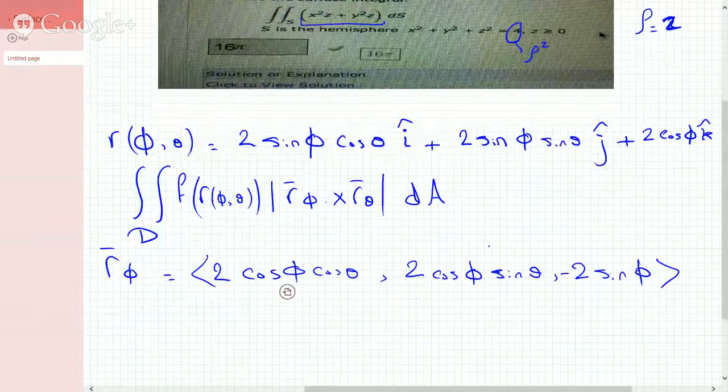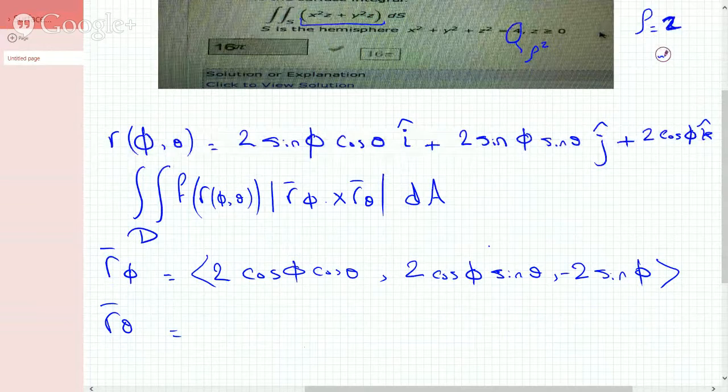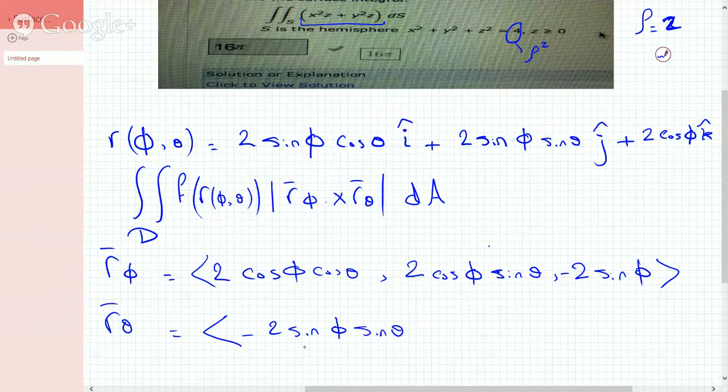And likewise, we can write r theta in that same format. So now hold phi constant, differentiate with respect to theta. So the first one will be negative 2 sine phi sine theta, comma 2 sine phi cosine theta, and the third one is 0 because there is no theta in there.